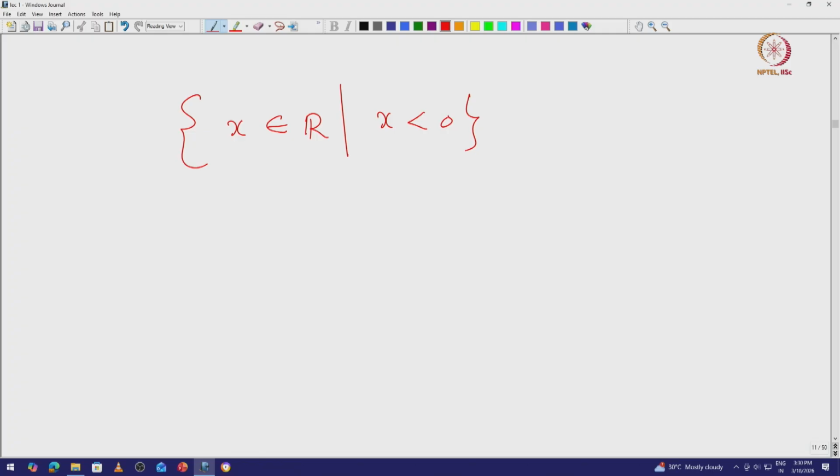Similarly, I can also define something like this: x in R such that x times (x minus 1) is greater than 0. This is one way to describe sets. Of course, as a subset of R, one will be able to identify what they are. For example, the first one is identified with minus infinity comma 0. The same set can be written in another notation, which is called an interval.